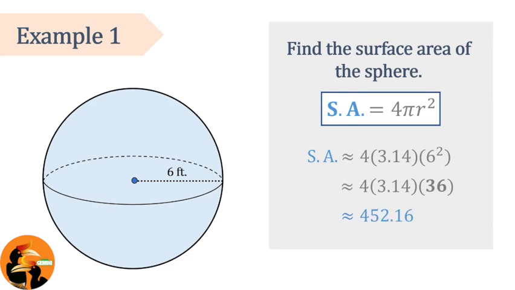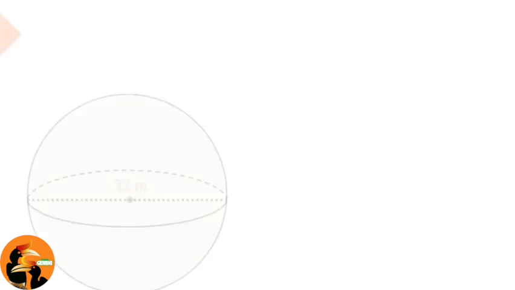452.16. Last, don't forget to include our unit of measurement in our answer, which in this case will be square feet because we're working with area. The surface area of the sphere is about 452.16 square feet. Let's try another one.